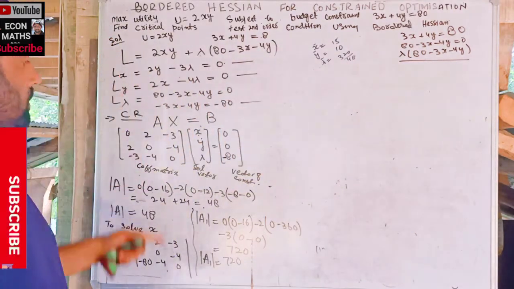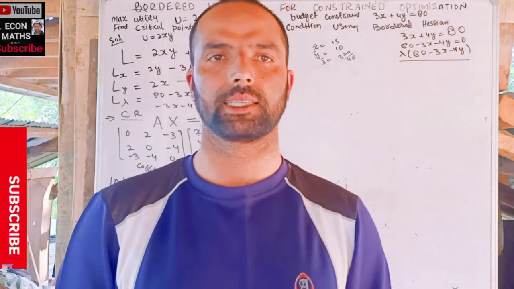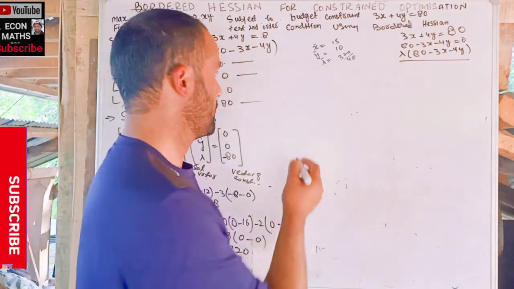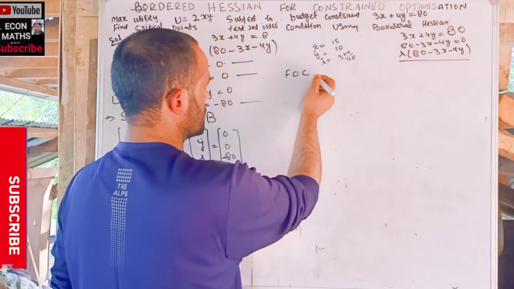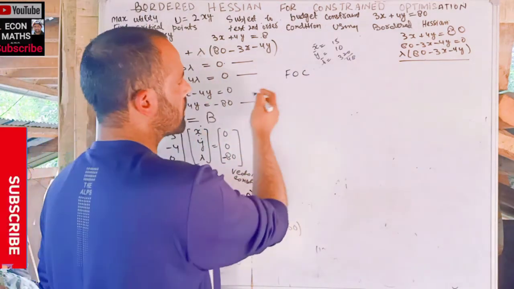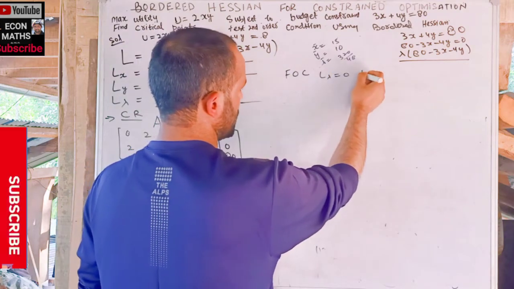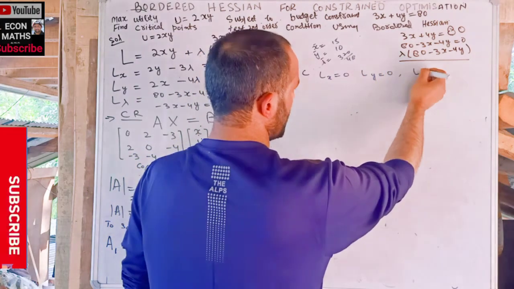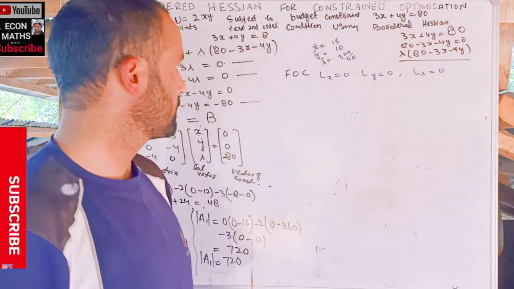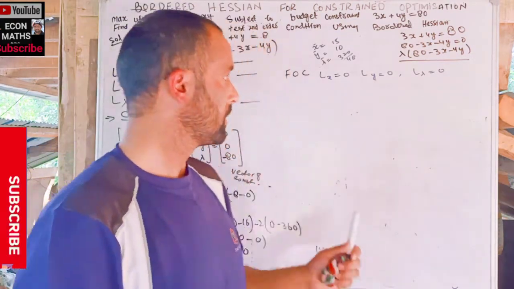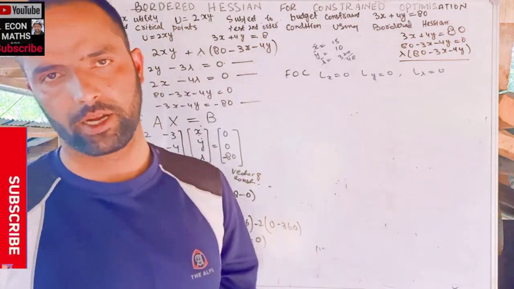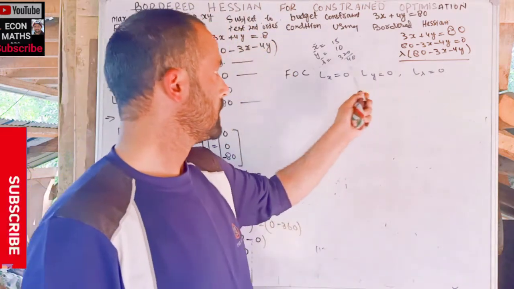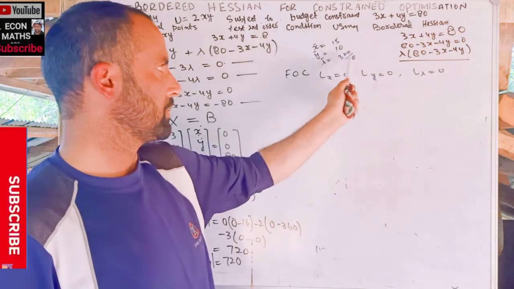So this was only the first order condition. Now we have to test the second order condition. The first order condition was Lx should be equal to 0, Ly should also be 0, and L lambda should be equal to 0. That is, we take the derivatives of this Lagrange function with respect to x, y and lambda and solve them simultaneously to get the values of x, y and lambda. So these were the first order conditions, which give us the value of x as 15, y as 10 and lambda as this fraction.